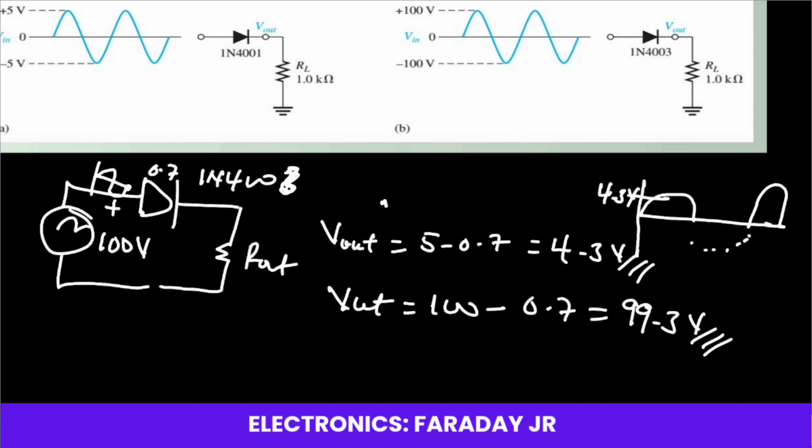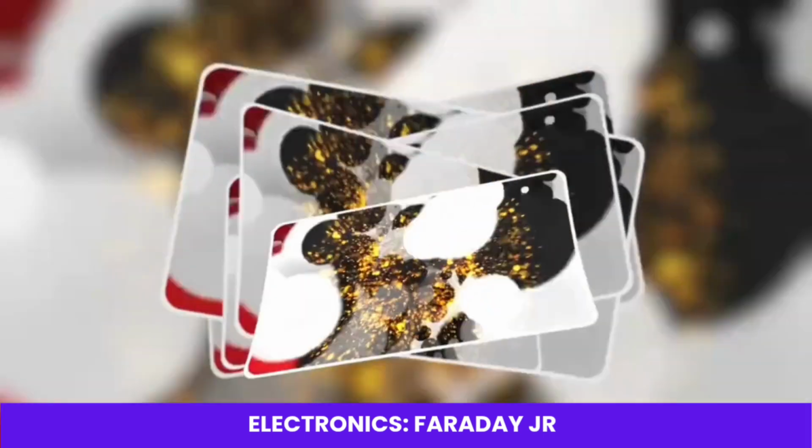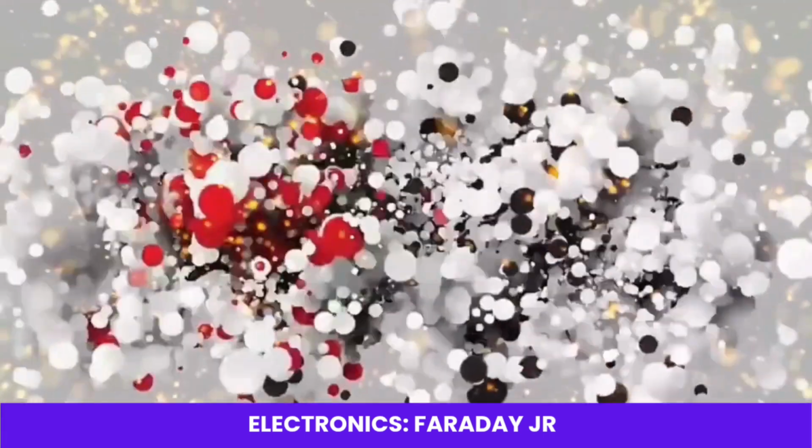So the graph of it will be this. This is also half wave, where we have this, and then this is not conducting, and then we have this again, having a peak voltage of 99.3 volts. Thank you very much, and we are going to meet in our next question.